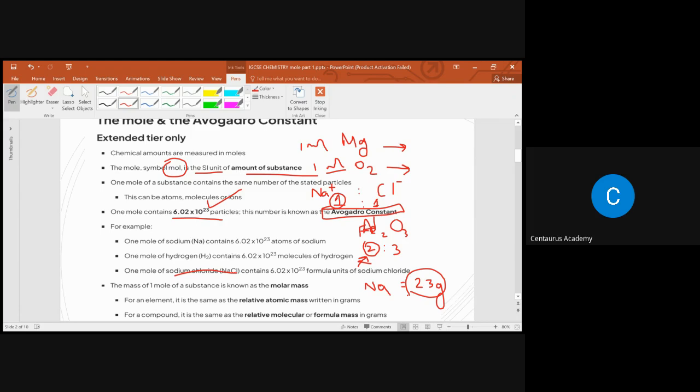So for any element, the molar mass is the same as the relative atomic mass, written in grams. For any compound, what are you going to do? For instance, sodium chloride, magnesium oxide, or carbon dioxide, you will find the relative molecular mass or the formula mass. Here it is going to be 23 plus 35.5. Whatever answer comes up will be your relative formula mass in grams. This is the molar mass of 1 mole of sodium chloride. Is this point clear?